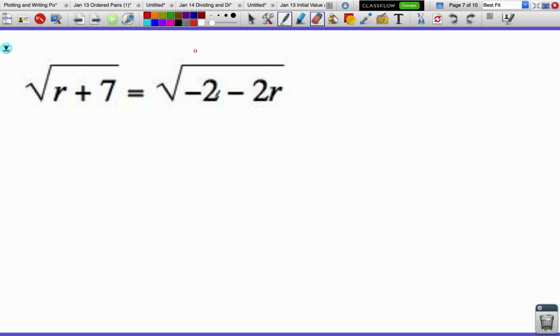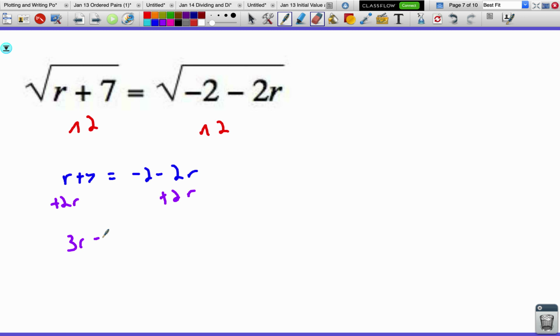All right, when I have radical equals a radical, this is another pretty easy case because I can just square both sides, and now they're no longer radicals. Now it's just r plus 7 equals -2 minus 2r. But because they started as radicals, again, you have the potential for extraneous solutions. So you have to plug your answer back in and double check that you're not either taking the square root of a negative, which we're not allowed to do, or having a square root become a negative, which we're not allowed to do.